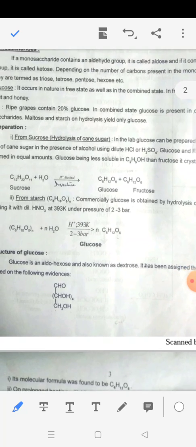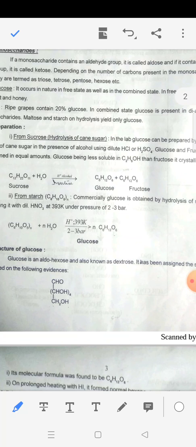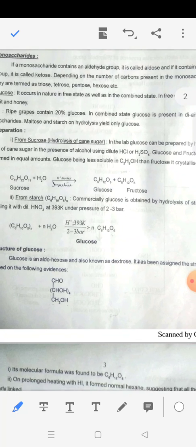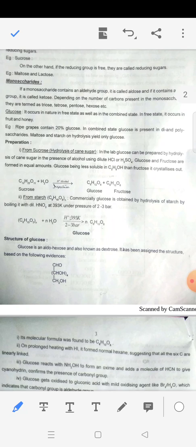Now what is the source of glucose in nature? Ripe grapes contain about 20% glucose, and in combined state, glucose is present in di- and polysaccharides such as maltose, which is a disaccharide of glucose, and starch, which is a polysaccharide of glucose. Now, how do we prepare glucose? We have two methods to learn. In the lab, glucose is prepared by hydrolysis of cane sugar, the sugar which we take, in the presence of alcohol using dilute HCl or H2SO4.